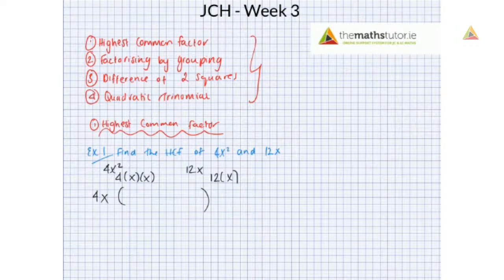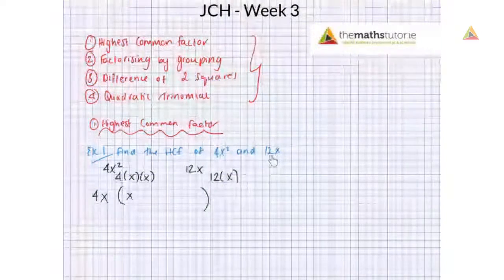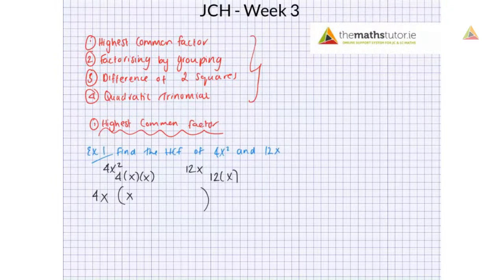Now, check here. What multiplied by 4x gives me 4x squared? And the answer is x. What multiplied by 4x gives me 12x? And it's going to be 3. So the answer there, the highest common factor that's common to both 4x squared and 12x, is 4x, because that was the bit that you pulled out. That was the bit that was common to both 4x squared and 12x.